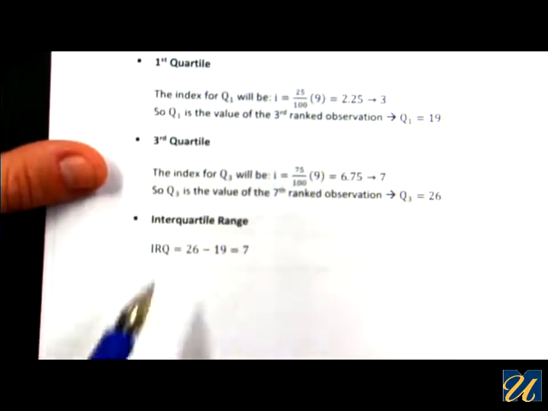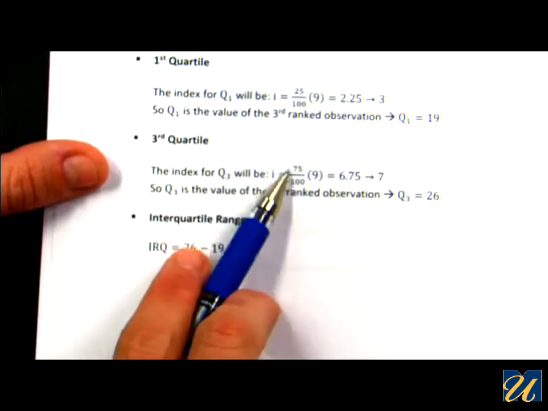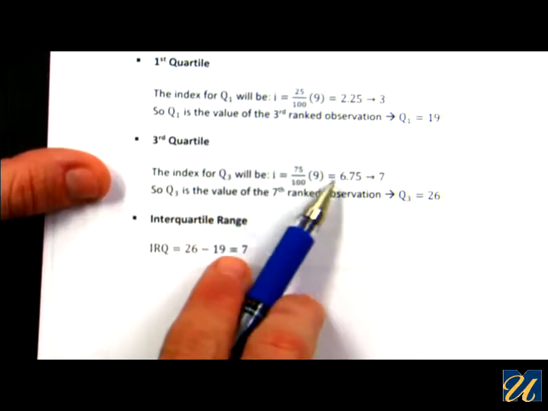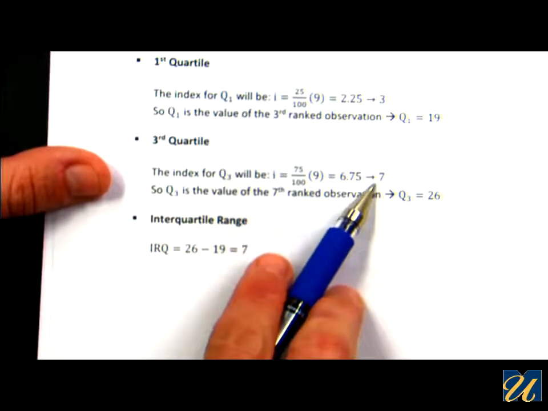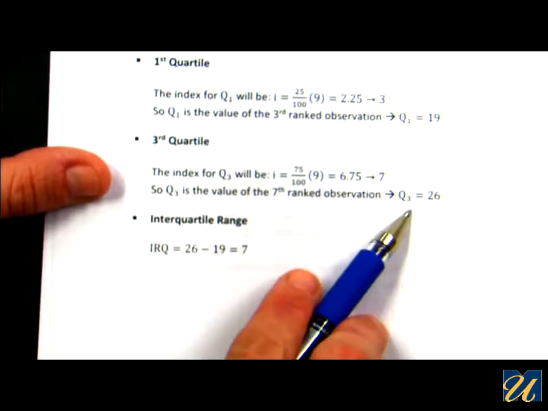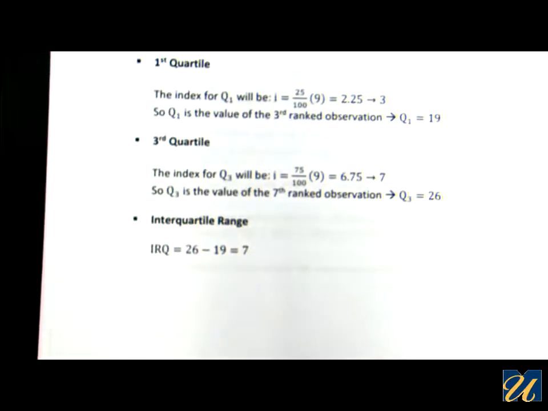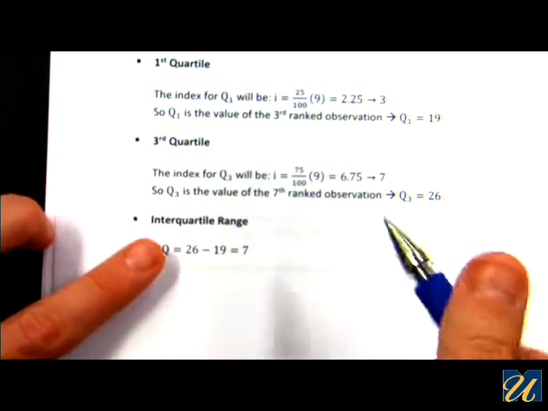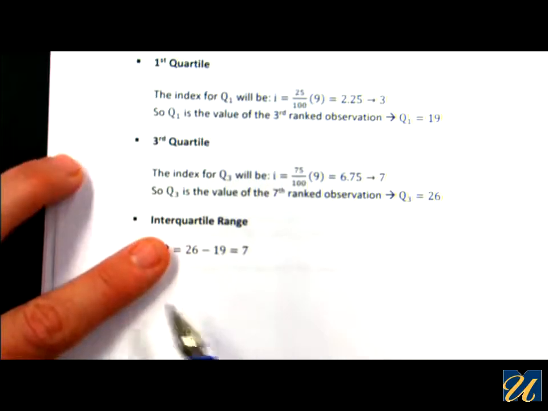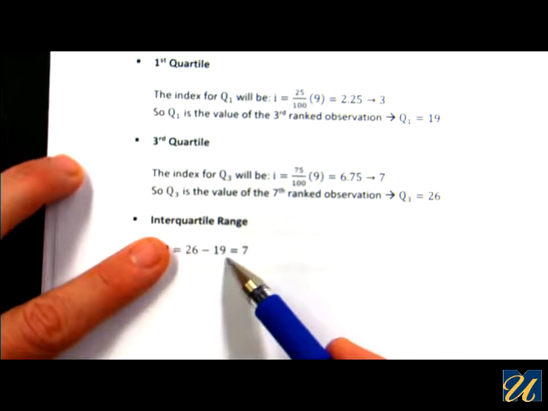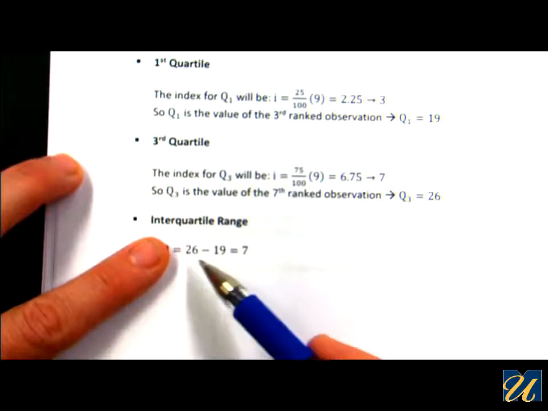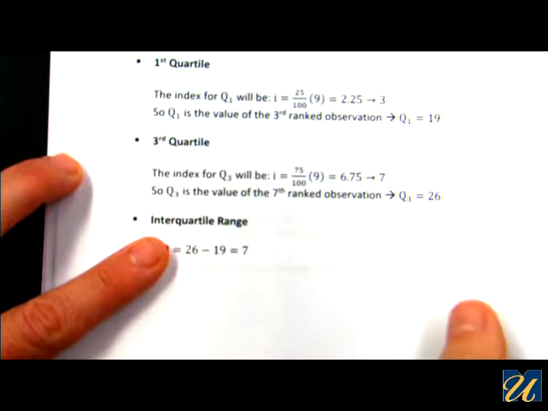Q3, P75. 75 over 100 times 9, 6.75. We round up to 7. The 7th ranked observation is 26. So Q3 is equal to 26. IQR is Q3, 26, minus Q1, which is 19. So 26 minus 19, 7.